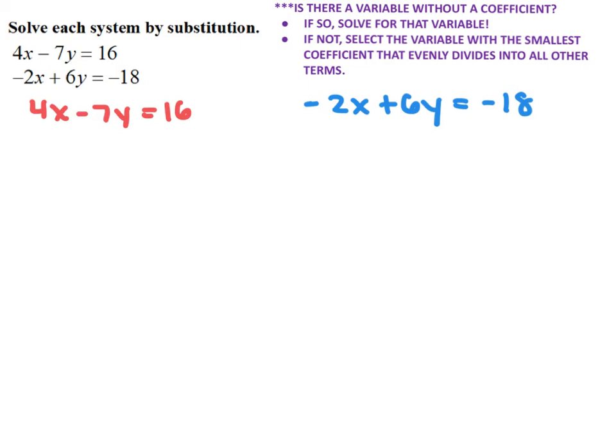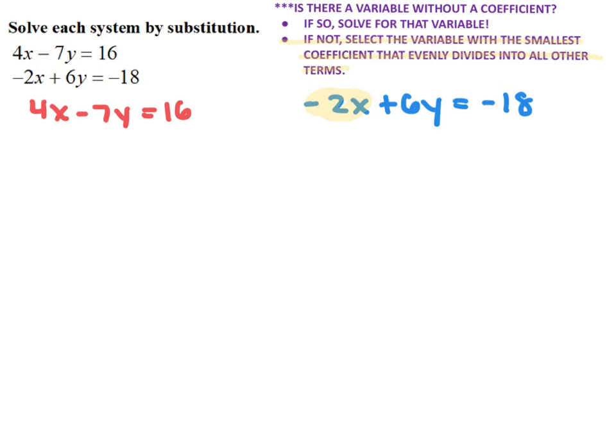Now, the first thing we need to do, since there isn't a variable by itself, is decide which variable to solve for. And again, the question we want to ask ourselves to guide us is: is there a variable without a coefficient? However, I have a 4, a 7, a negative 2, and a 6. So they all have a coefficient, which means I'm going to have to go with the next statement, which says that if not, select the variable with the smallest coefficient that evenly divides into the other terms. The smallest coefficient number-wise of 4, 7, 2, and 6 would be this negative 2, and we can see that it divides evenly into our other terms of 6 and negative 18.